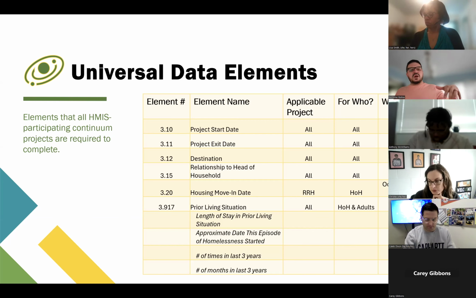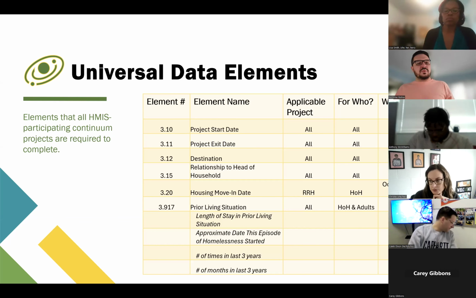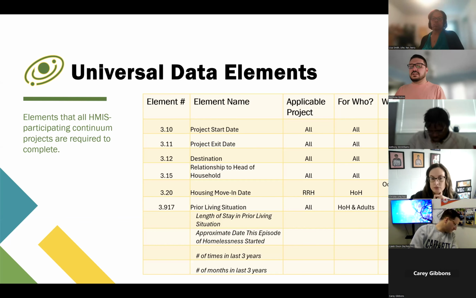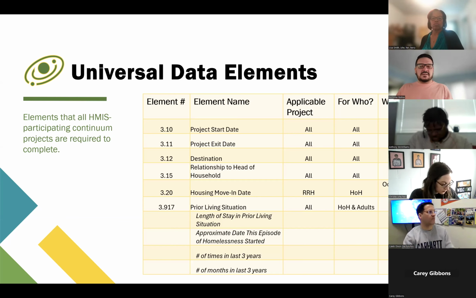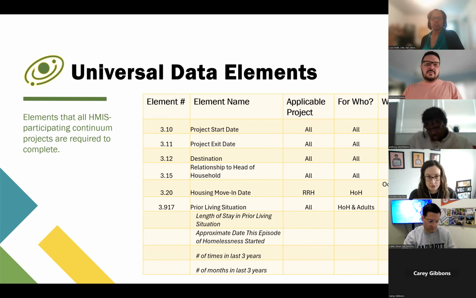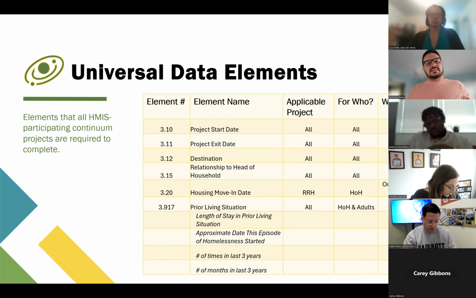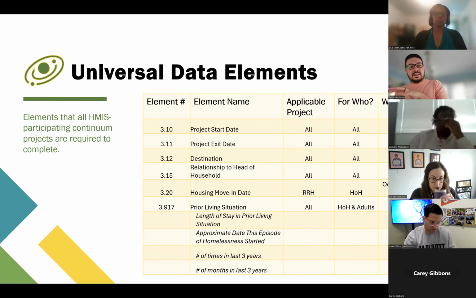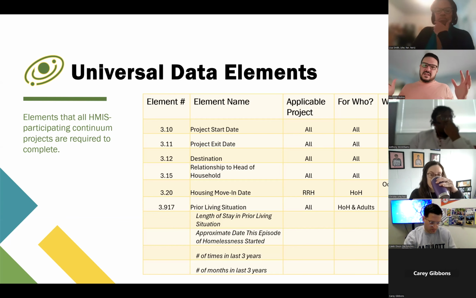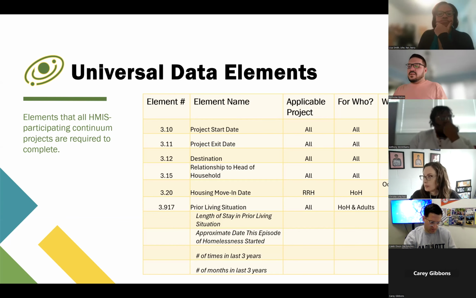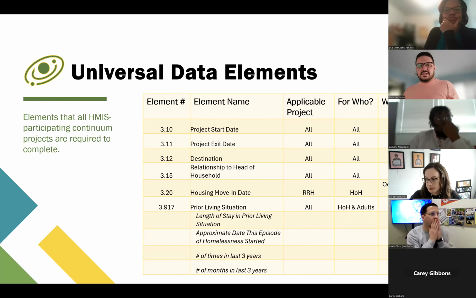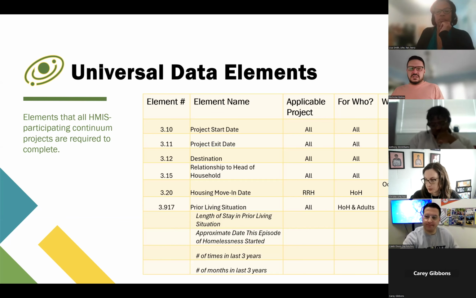So you're going to select where they were coming from prior to the entry into your project. You're going to say how long they have been at that particular living situation. You're going to put a date of the approximate start date that this episode of homelessness started. So again, this is not the date that the entirety of their homeless system stay has started. This is the date of the current episode. So I want to make sure that's a clear distinction. And then you're going to enter the number of times in the last 3 years that they've been homeless and the number of months in the last 3 years.